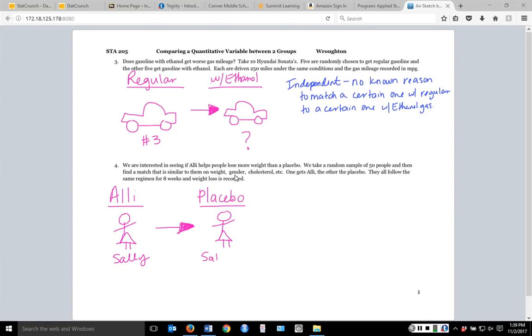Well, there really is. I have to find someone who is Sally's match. It's not the same thing as finding Sally again, but I'm finding someone as similar to Sally as I possibly can. So this one should fall into our paired options, because for each person sampled, we find a match. They're not exactly the same, but they are similar to each other. Therefore, their numbers should be more similar than just randomly picking 2 people.